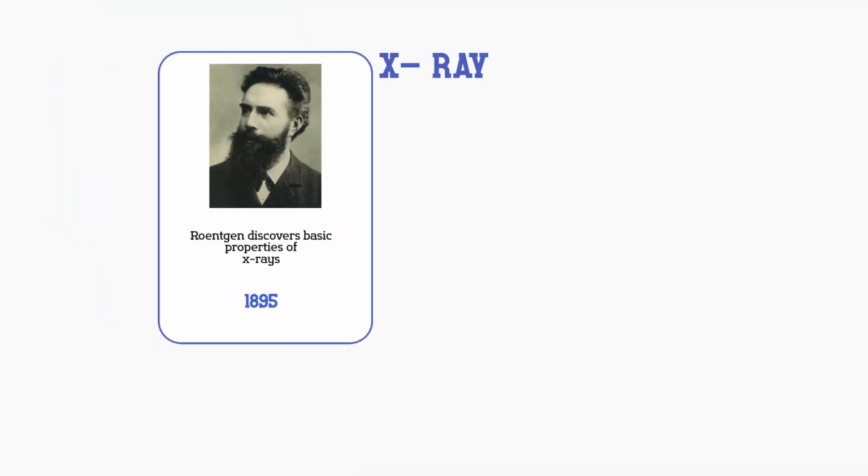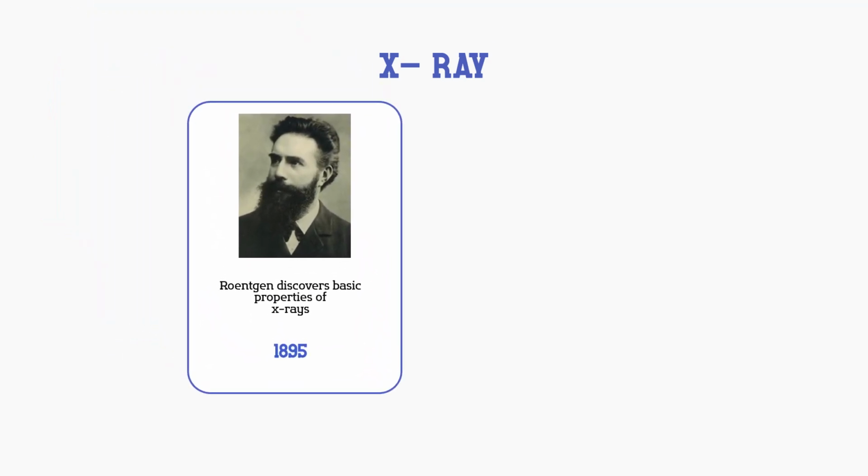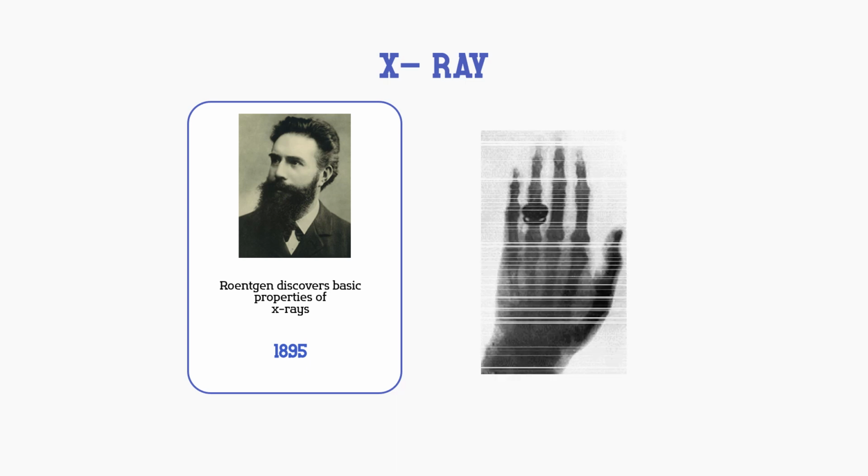Historically, X-ray was discovered by Wilhelm Röntgen in 1895 when he was working with cathode ray. He discovered that this radiation could go through human tissue. One of his famous experiments was a film of the hand of his wife.